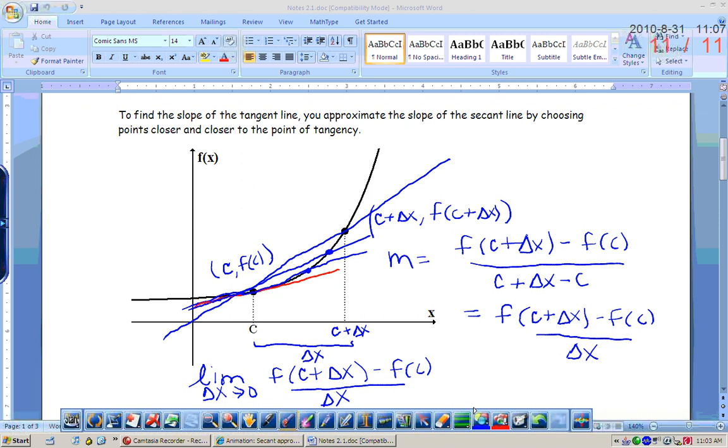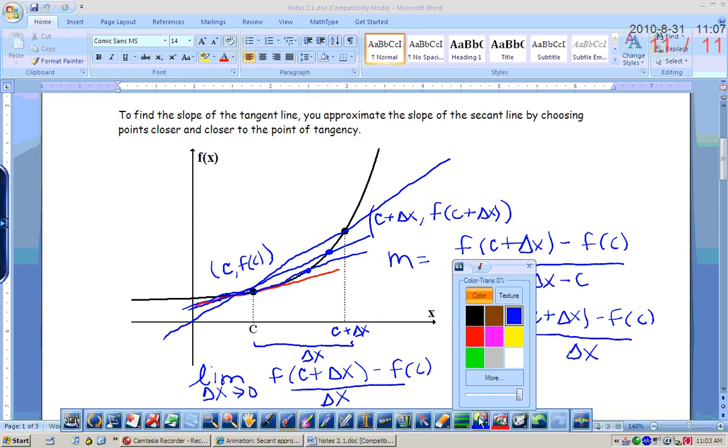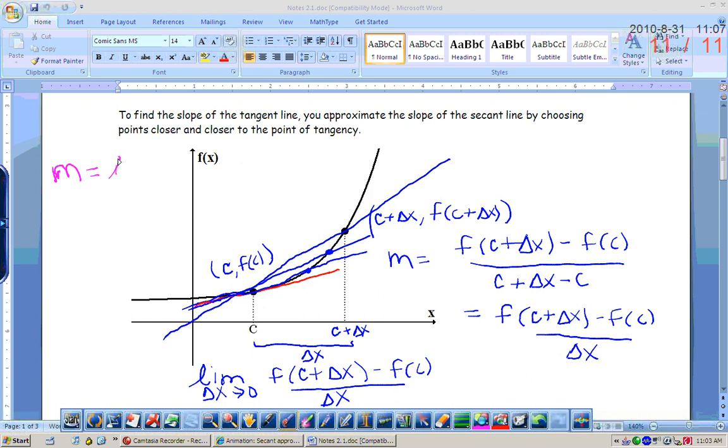Now, I used delta x to begin with because I like that change in x. However, I think delta x is hard to work with. So I'm going to offer you a different formula. The limit as h approaches 0 of f of x plus h minus f of x, all over h. And all I did was replace the delta x with an h, because I think that's easier to deal with. And I replaced the c with x, because c represents an x value. So that kind of makes sense. So that is your formula for slope.